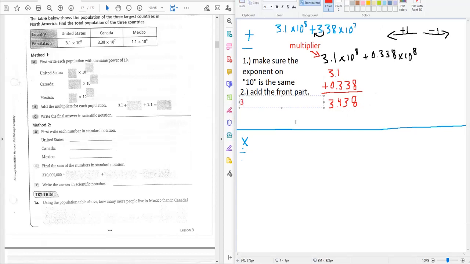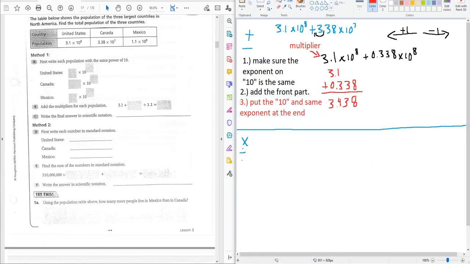And then the last step is just put the 10 and the same exponent at the end. So in this case, we put times 10, and the exponent that we used was 8. We made them both 8, and that's the final answer. Now, be very careful. Sometimes, depending on what you choose, this might not be in scientific notation. The number one way to know if your answer is in scientific notation is: is the decimal after the first non-zero? If not, you need to change it.